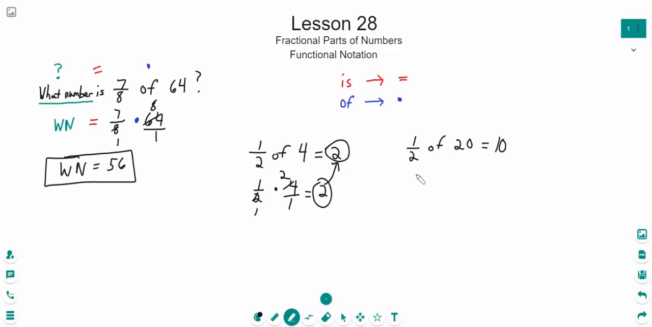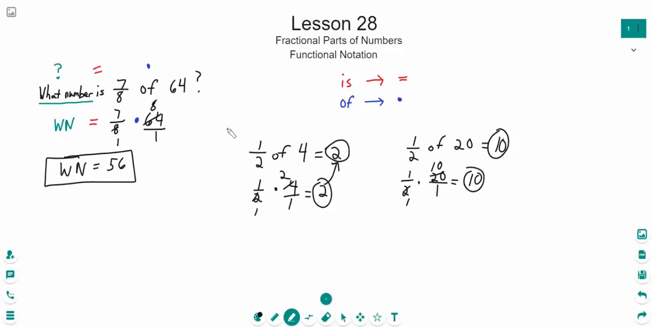All right, let's try this one. If it's 1/2 of 20, well, what's 1/2 times 20? Put it over a 1. We can cross cancel here. And lo and behold, we do end up with a 10, right? So you can see that "of" indeed does indicate multiplication.